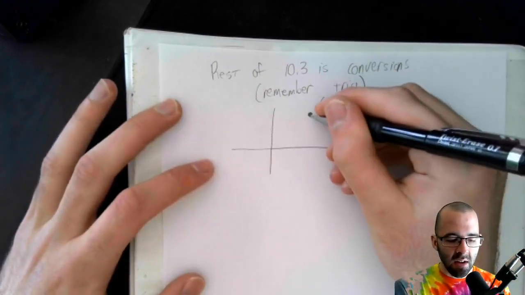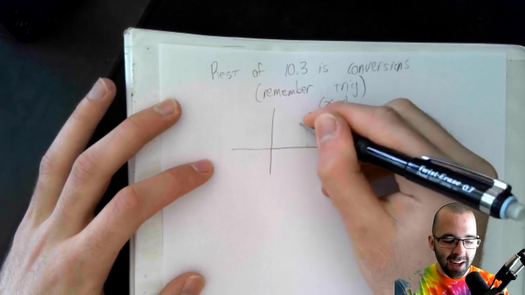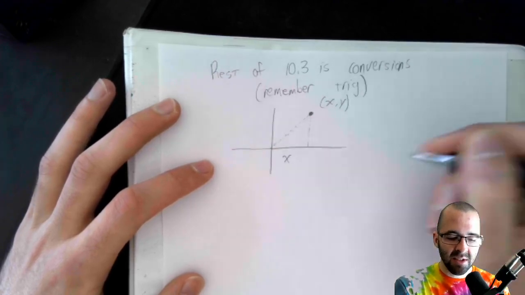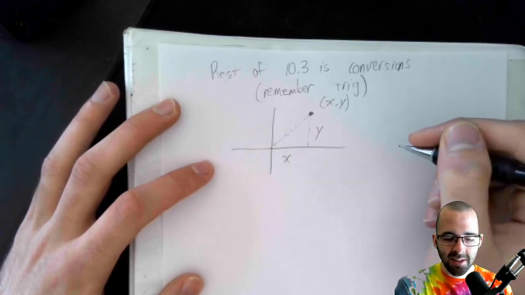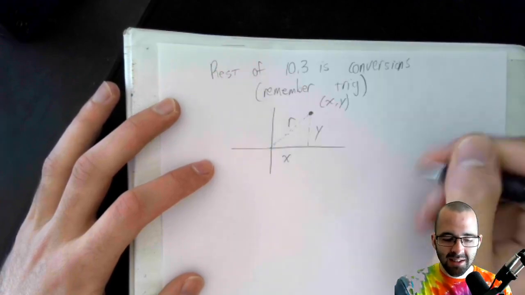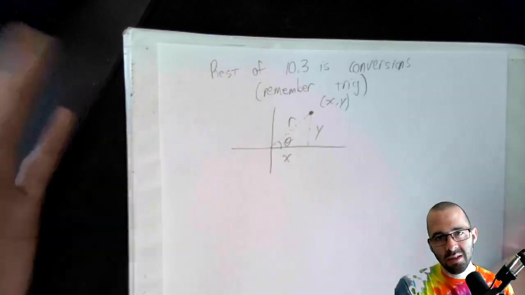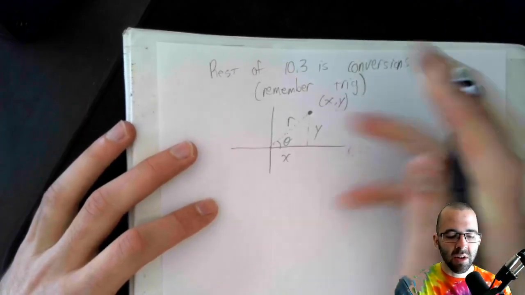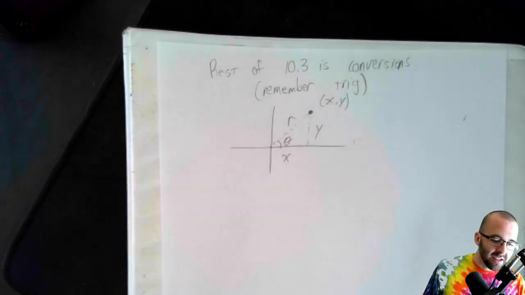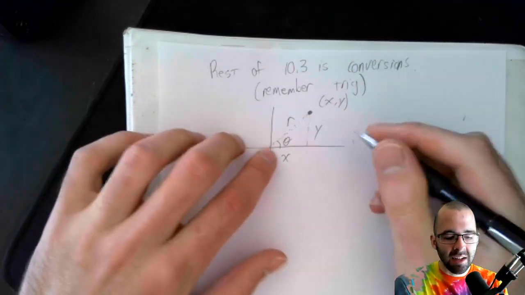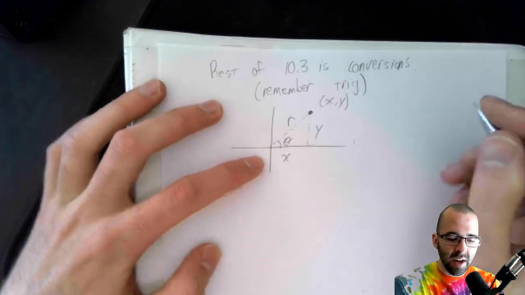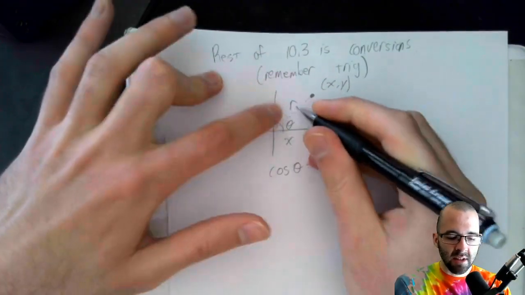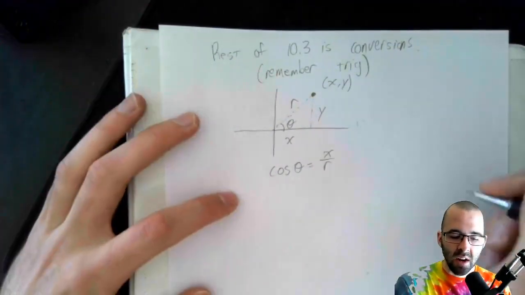Okay? We could draw a triangle where this is the x coordinate, this is the y coordinate, the hypotenuse is the radius, and theta is just this angle. So you just have to remember your trigonometry to be able to convert. Because what does trig say? How do we relate this angle with these sides? Well, we could use cosine and sine. What is the cosine of theta? It's adjacent over hypotenuse, x over r.